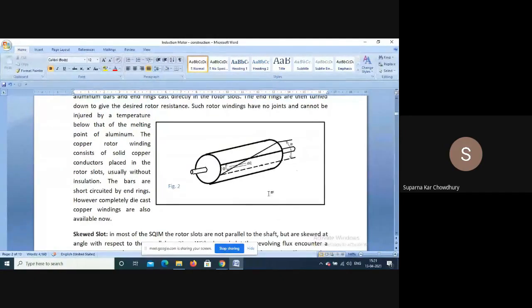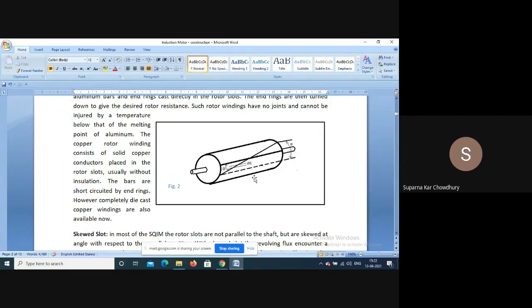Now, in the squirrel cage winding, one thing is done. Normally, this rotor slot is not parallel to the stator slot. Instead, it is skewed. That is, it is placed slightly like this. If it were parallel to the rotor shaft, it would be this one. But instead of that, it is skewed by this figure, by an angle alpha degree.